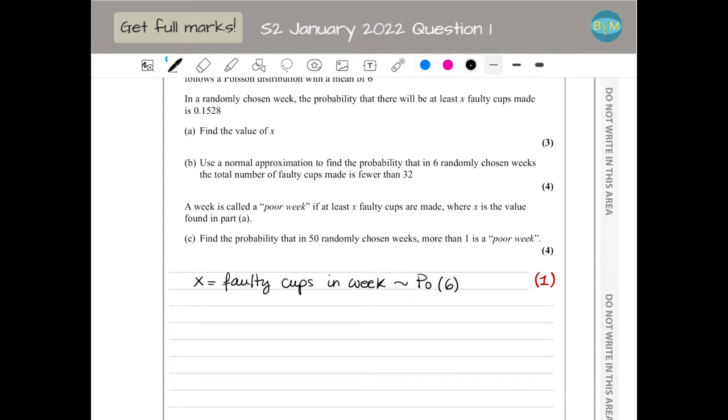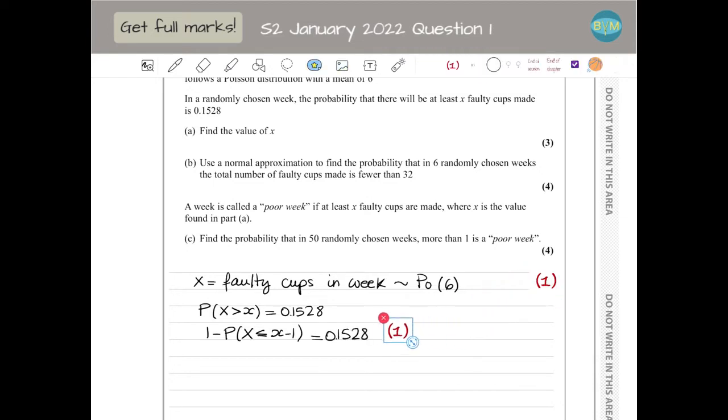And they ask me what is the value of X such that the probability of being at least X is going to be this number here. In the Poisson distribution, in the tables or in the calculator, I don't have the greater, I have the smaller or equal, so I have to write this as 1 minus the probability of X being smaller or equal than X minus 1, so 1 less, is going to be 0.1528. Here, you are getting 1 mark for the method.